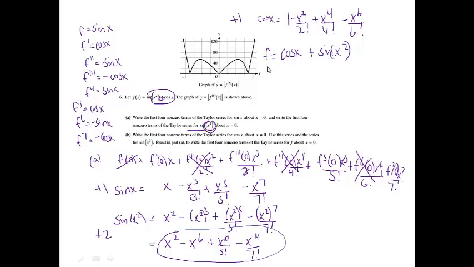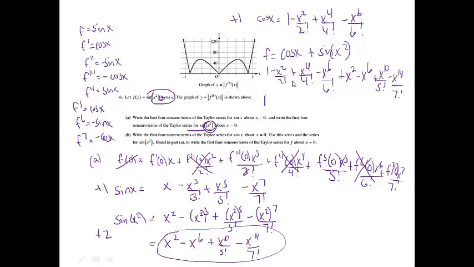So I'm going to have 1 minus x squared over 2 factorial plus x to the 4th over 4 factorial minus x to the 6th over 6 factorial plus x squared minus x to the 6th plus x to the 10th over 5 factorial minus x to the 14th over 7 factorial. Okay, so now we just need the first four terms. So the first term for sure is going to be 1.